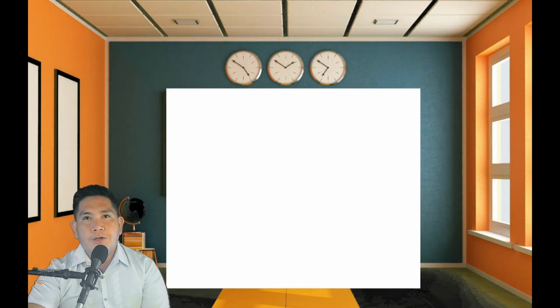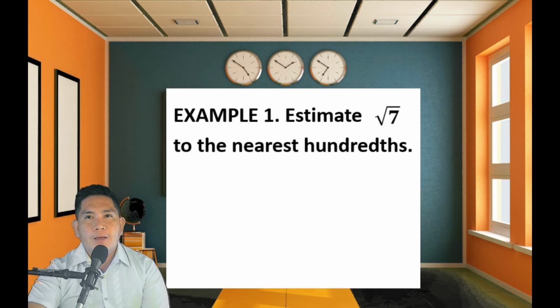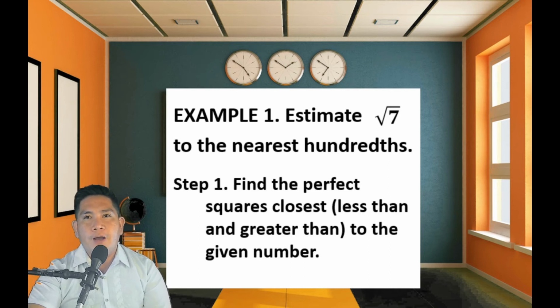Let us answer example number 1. Estimate square root of 7 to the nearest hundredth. There are 3 steps in estimating the square root of whole numbers to the nearest hundredths. Step number 1. You need to find the perfect squares closest, that is, less than and greater than, to the given number.